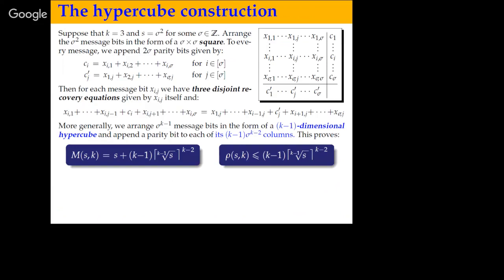So for k equal 3, what is my overall length? I have the s bits here, and I have a square root of s here, and a square root of s here. So I have s plus 2 times square root of s. And when k is 3, that is exactly this formula, which gives you s plus 2 times square root of s. And for larger values of k, it works. You can make the calculation.